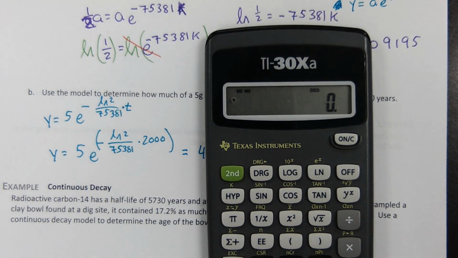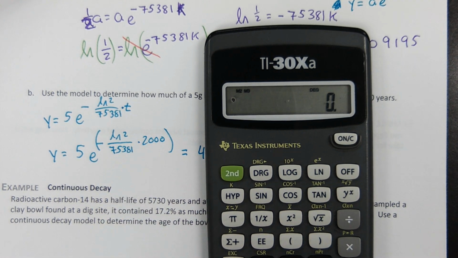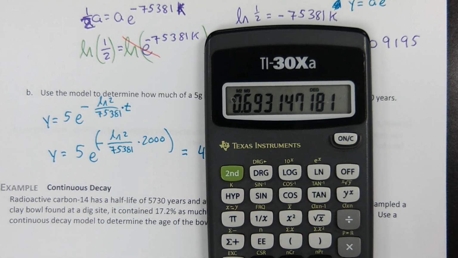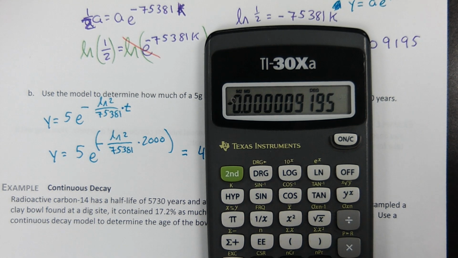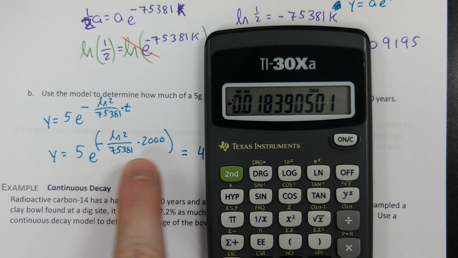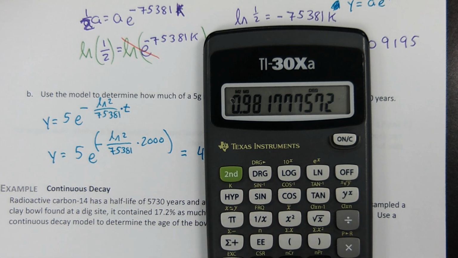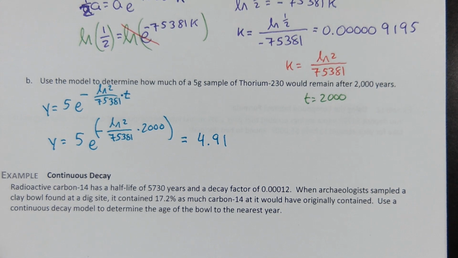So for this calculator, you have to follow the order of operations for it. So you have to type everything backwards. I'm going to start with 2 natural log. I'm going to divide that by negative 75381, negative sign, equals. I'm going to multiply that by 2000, equals. Then e, so second ln, times 5. Everything's backwards. And there you go. Whee! You're welcome.